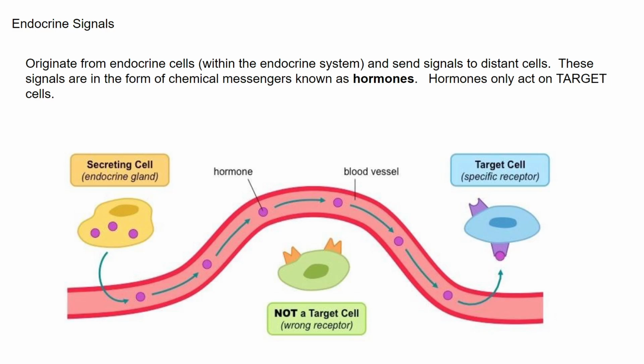Alright, endocrine signals. These originate from endocrine cells within the endocrine system and send signals to distant cells. These signals are in the form of chemical messages known as hormones. The hormones are a type of ligand. Hormones act only on target cells. So this is going to be the example where, let's say we have the hormone testosterone. Only certain cells will have a receptor for that hormone.